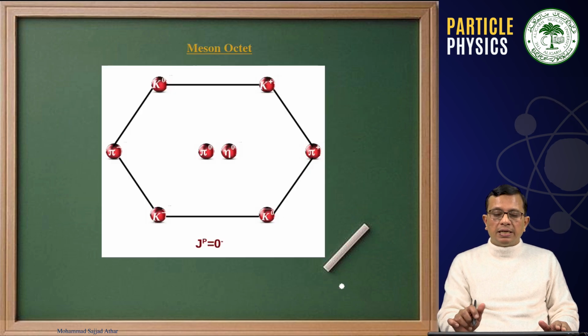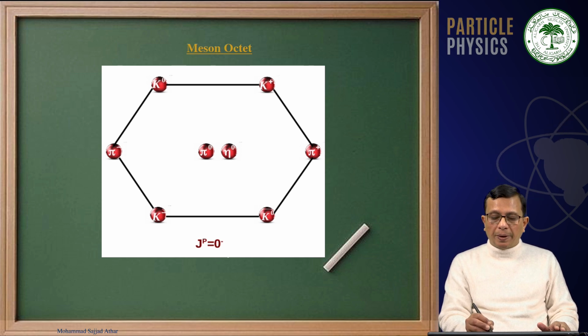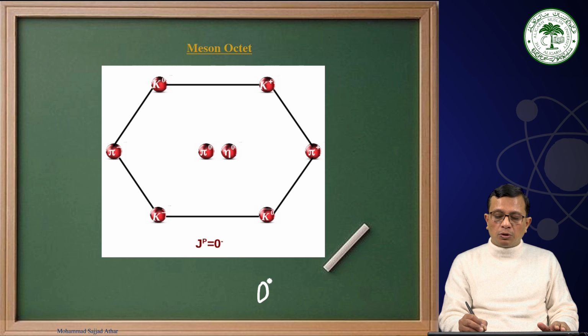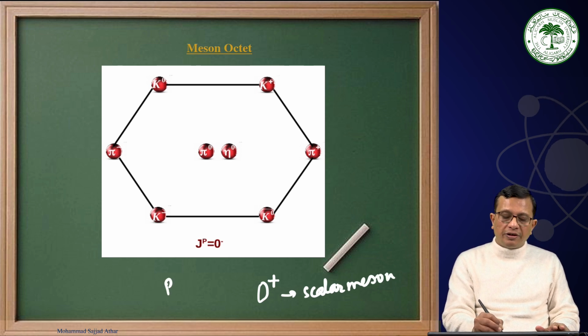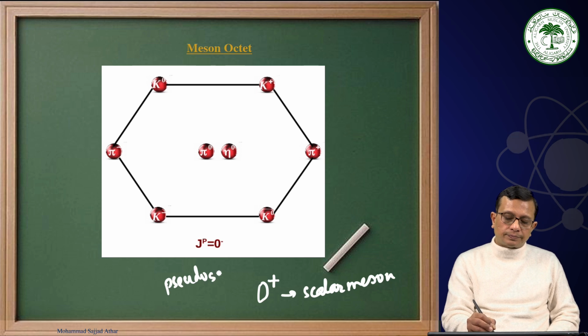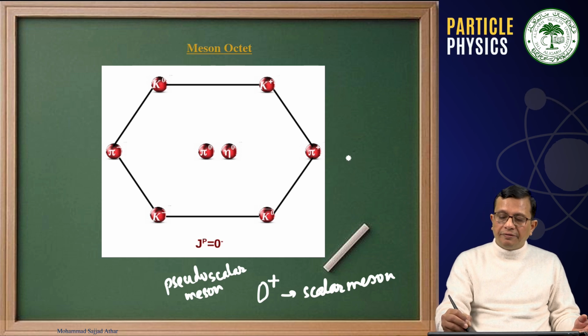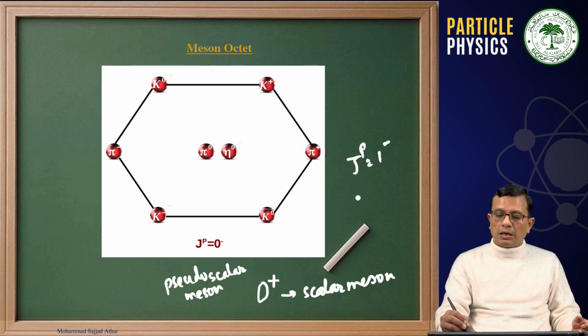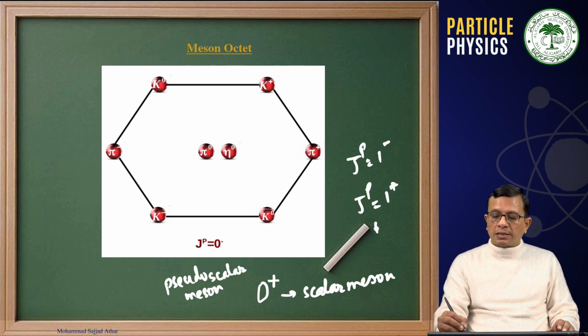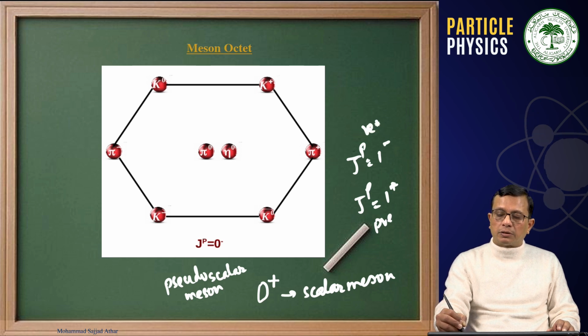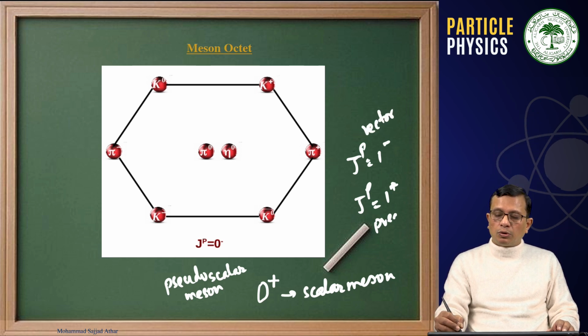Therefore, you can see that here I have shown the pseudo-scalar mesons because they have got spin 0 and parity negative. If spin is 0 and parity is positive, then we call it a scalar meson, while if spin is 0 and parity is odd, we call it by the name pseudo-scalar meson. Similarly, we have vector meson, and then we have spin 1 but parity positive. These are known as pseudo-vector meson. This is vector meson. Therefore, this is pseudo-vector meson.